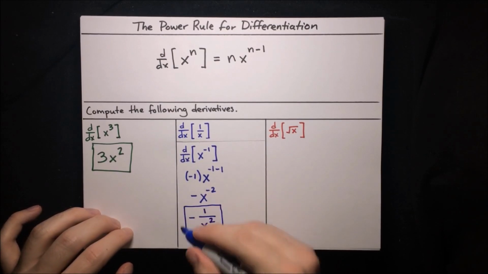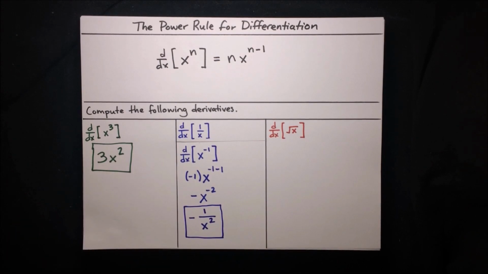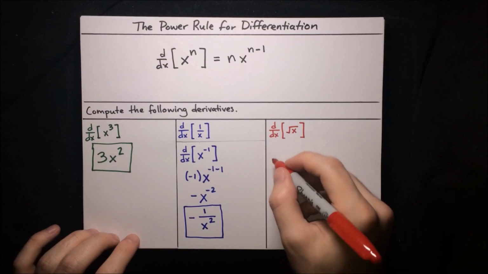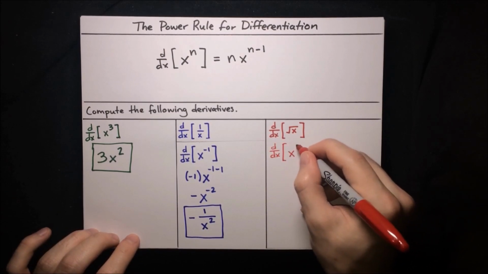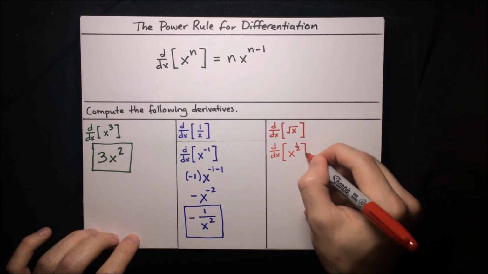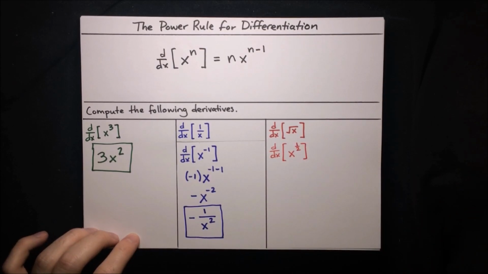That is our derivative. Lastly, how about the derivative of the square root of x? Well, we're in the same situation. We don't have x raised to some power. We have some other expression. And before we can apply the power rule, we need to convert this expression to x raised to some power. All right, so what power corresponds to a square root? Well, that's just a fractional power. That's just a half. So this is really the derivative of x raised to the power of a half. And now we can apply the power rule as usual.